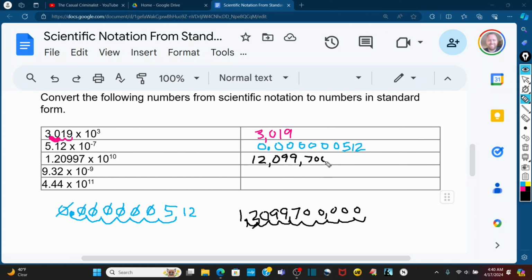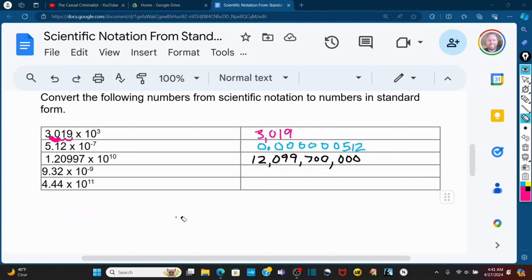Cool. All right. Next one, we've got this 9.32, and we're multiplying by 10 to the negative 9 power. So we have to move left 9 places. So what I'm going to do is get rid of this stuff here. I've done those already. Make room for this problem. So we got 9.32. And we're going to move 9 places to the left.